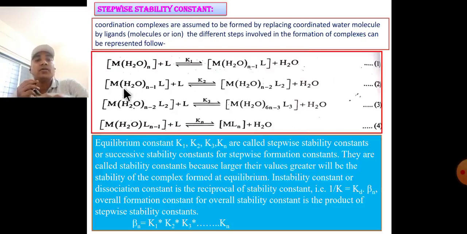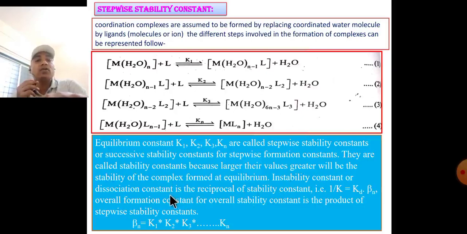There are a number of steps involved. The second step: add the ligand, then remove a water molecule. The third step is similar, with constants K1, K2, K3 and, for n steps, Kn. These equilibrium constants K1, K2, K3 and Kn are called stepwise stability constants or successive stability constants, or stepwise formation constants. They are called stability constants because the larger their value, the greater will be the stability of the complex formed at equilibrium.